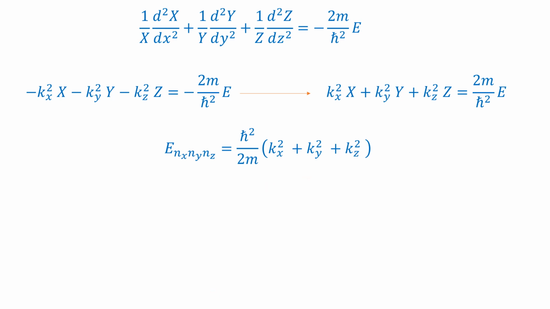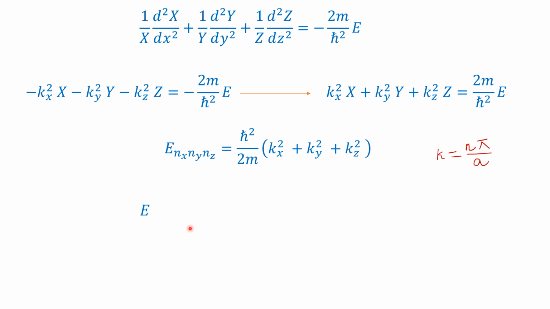Now, from the infinite square well potential, we know k is equal to, sorry, one minute, k is equal to n pi over a, where a is the box length. Then we replace kx by nx pi over a, that is nx along the x direction.